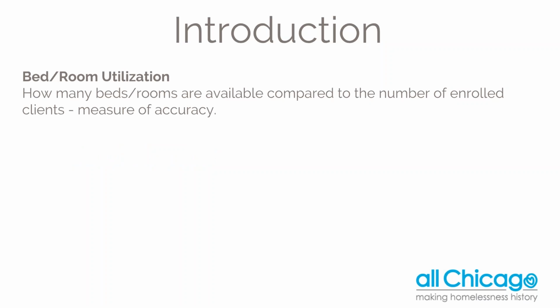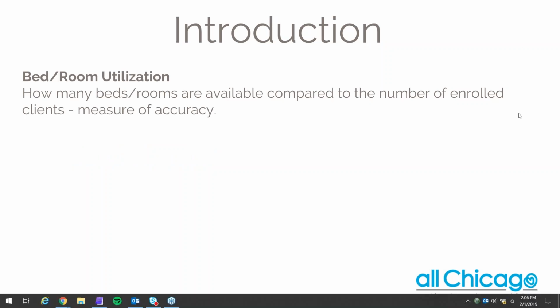So, what does it really mean to have bed and room utilization? It means how many beds and rooms are available compared to the number of enrolled clients, as a measure of accuracy. This is important for us to make sure that the right report is delivered to you in terms of accurate bed and unit counts, as well as for coordinated entry, with the number of units that are available for use in our system. So it's very important that we have up-to-date information on what bed and room unit lists are available right now.